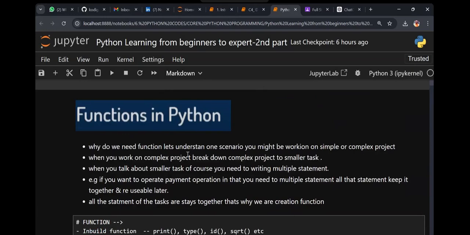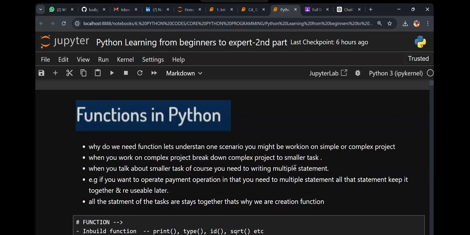Why do we need functions? Let's understand one scenario. You might be working on simple or complex projects. Let's assume in organizations, we work on simple projects or complex projects. Understand, guys? When you work on a complex project, it has to be broken down into small tasks, isn't it? When you talk about smaller tasks, of course, you need to write multiple statements.